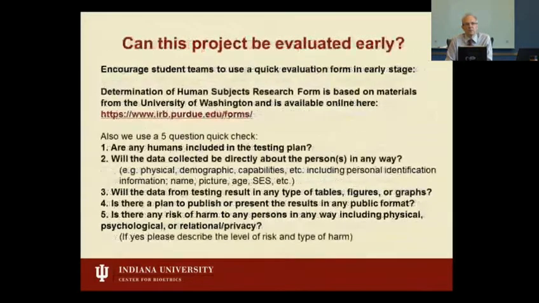Thank you. So one of the things at that last point was, can we get an early sort of review to determine if it's human subject research, and are there some ways to do that early in the design process when the students are thinking about a project? So our Purdue Human Subject Protection, Research Protection has a form. It's the Determination of Human Subjects Research. It's a short form. It comes from the University of Washington materials. Developed a little bit with Purdue.